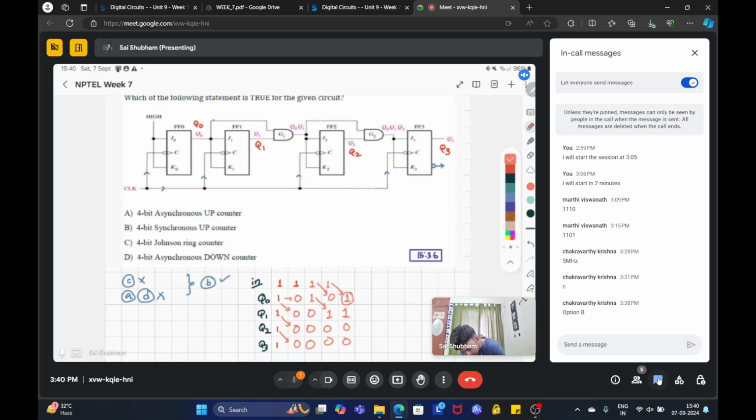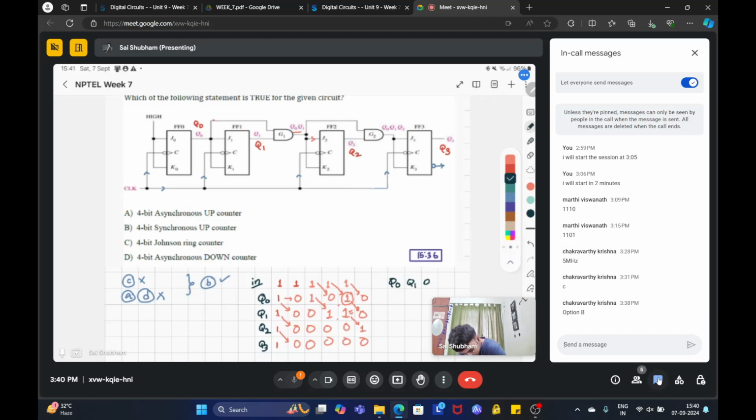And now since this is 1, this will toggle. So this will be 0. This will be 0. And since these both are 1, you can see that when Q0, Q1 both are 1, J2 will be 1. So in that case Q2 will also toggle, and since it was initially 0, it will be 1. Okay. So you can see the pattern.